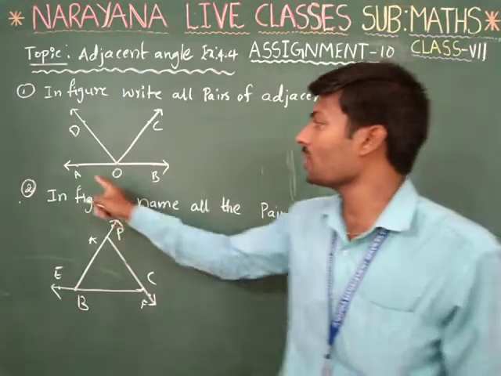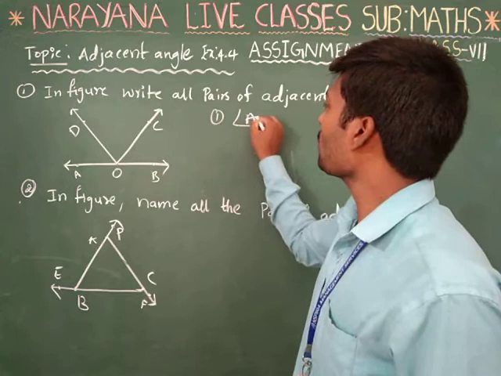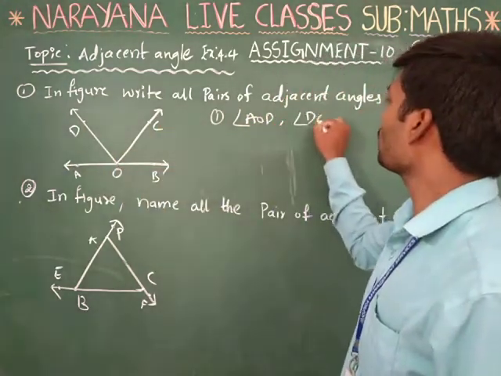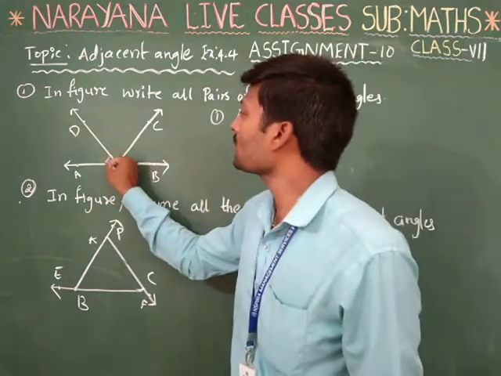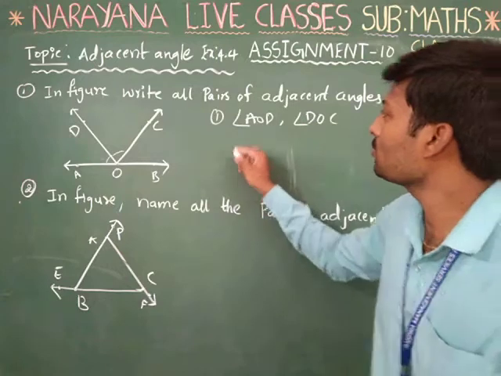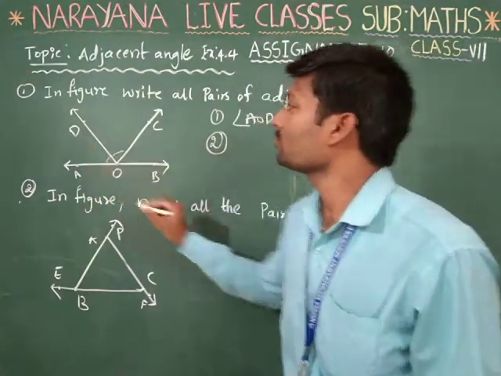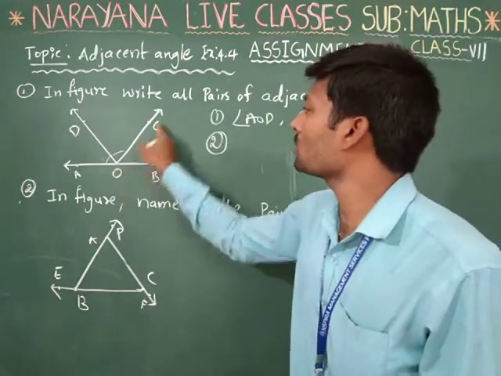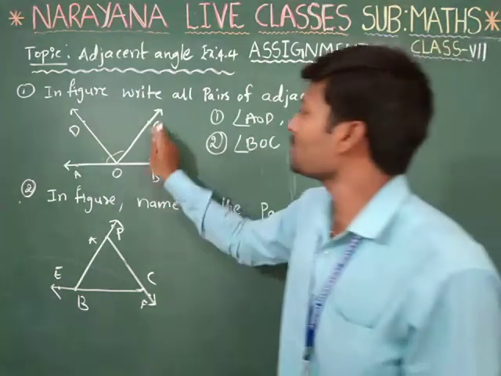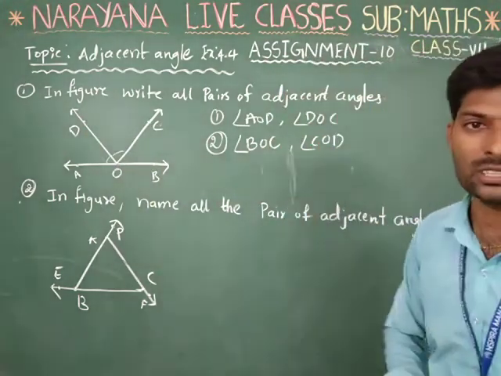If you take angle AOD, the first pair is angle AOD and angle DOC. These two angles have a common arm and a common vertex. Likewise, we have to write more pairs of adjacent angles. Let's take angle BOC and angle COD. These two are one pair of adjacent angles.